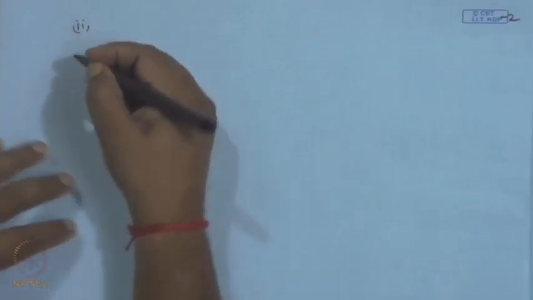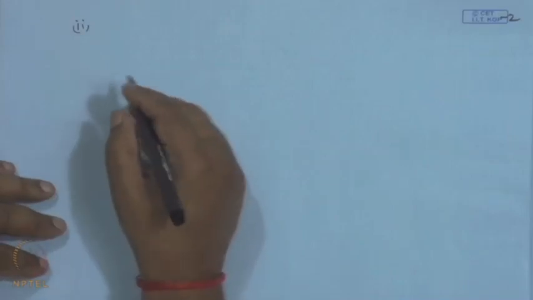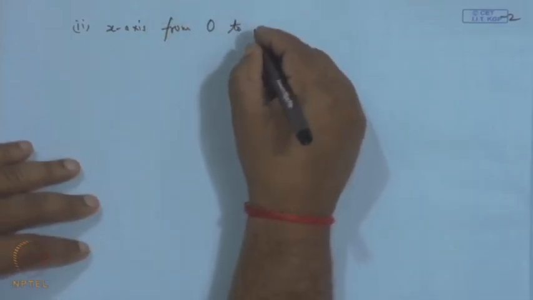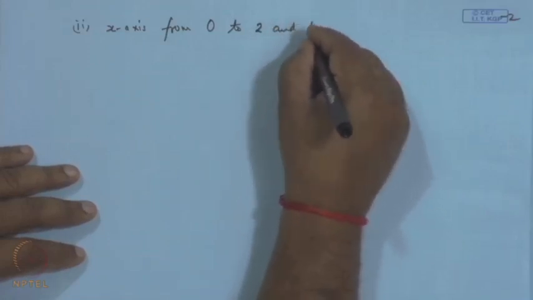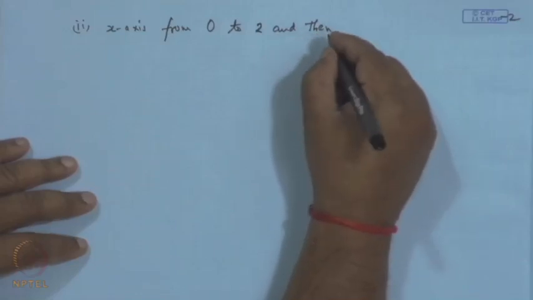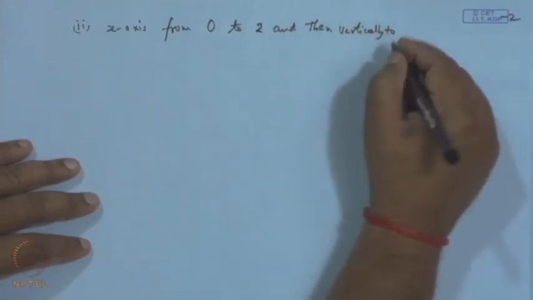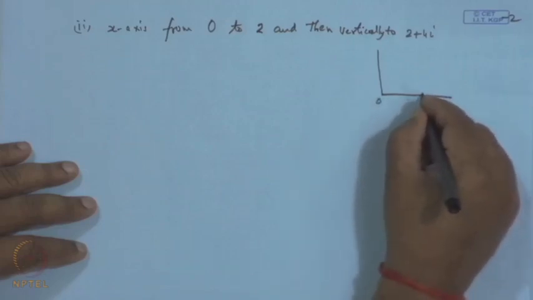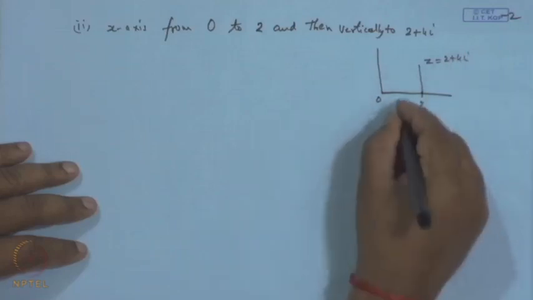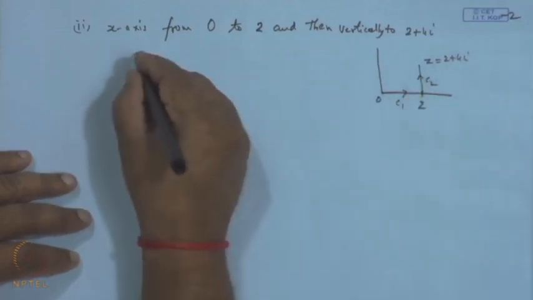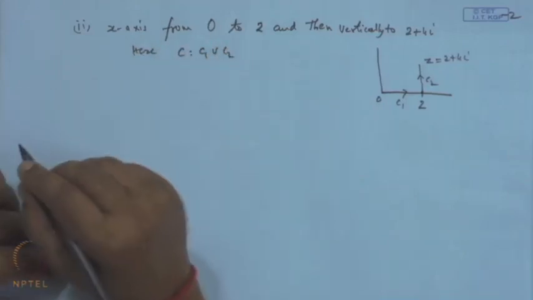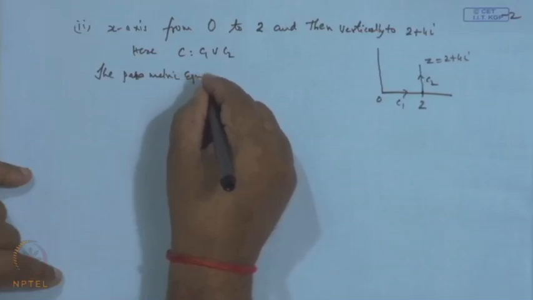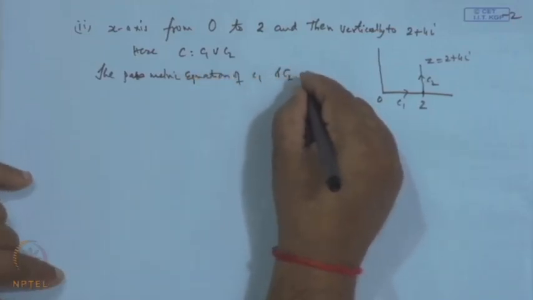Okay. In the second case, C is the x axis from 0 to the point 2, and then vertically to the point 2 plus 4i. This is our point 0, here is 2, this is the path, and here is 2 plus 4i. So we are going along this path. Basically C is C1 union C2, two curves, where the parametric equations of C1 and C2 are as follows.